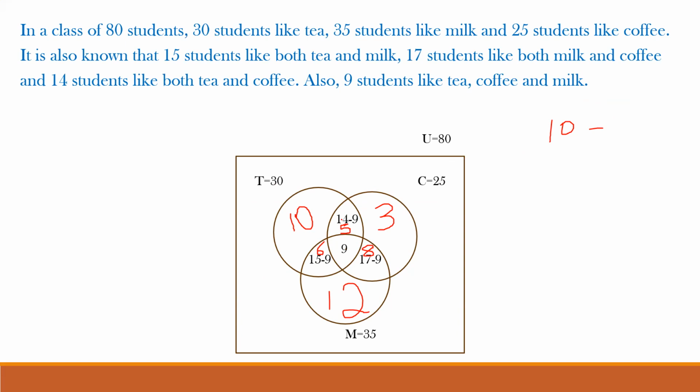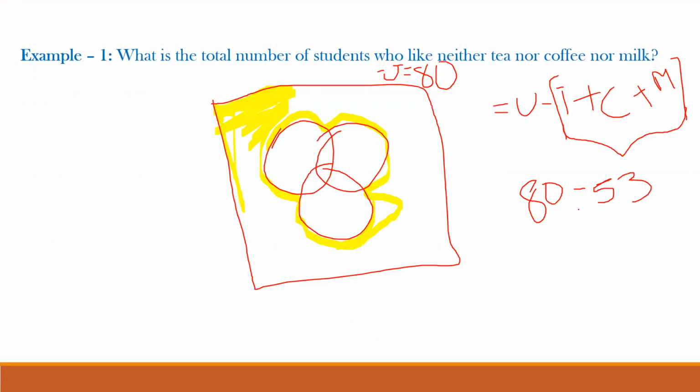So 10, 12, 3, 5, 6, 8, and 9. All of these you have to add up, and that answer is going to be 53. So 80, that is the universal set, minus 53 will lead you to 27. Did all of you reach this answer? Yes, ma'am. Okay, cool.